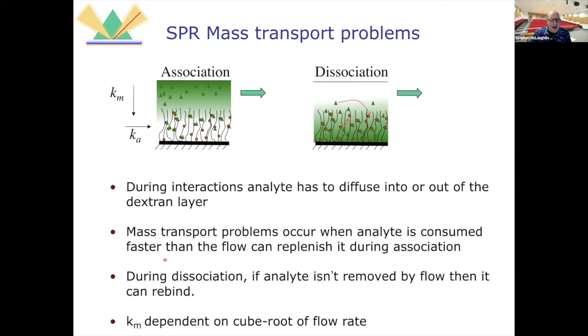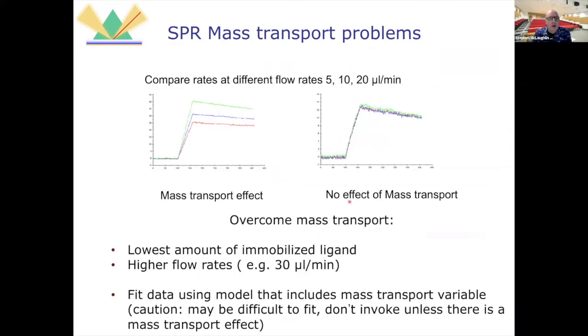Now, an issue of that is, of course, that this rate of diffusion across depends on the cube root of the flow rate. Well, how do you tell you've got a problem? Well, if you look at the analysis of different flow rates, you can see here in this case that with the same concentration of analyte and different flow rates, we're getting different kinetics, as opposed to here where there's no mass transport. So how to overcome it?